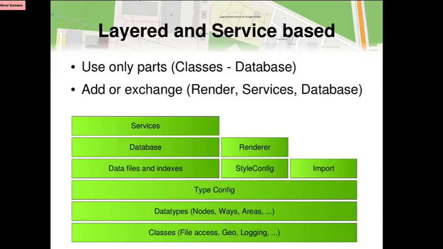Further up the layers, you have the importer, and in parallel you have the style sheet and the renderer. And you have on the left side the database files and index, and based on top of the database, you have a number of services that work on the data that is provided by the database. The advantage is that you do not need to use the whole library, but you can use only parts. So there are users that, for example, use a different renderer, but use the database for fast provision of high quality data.